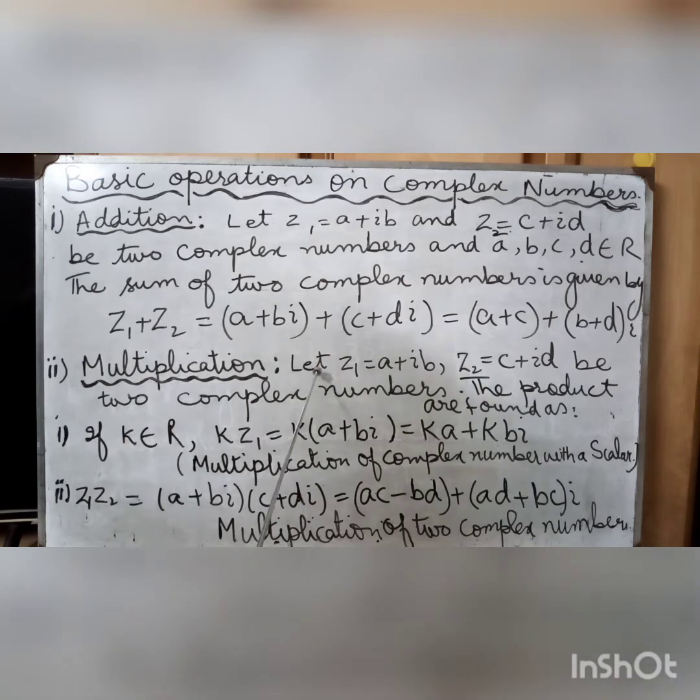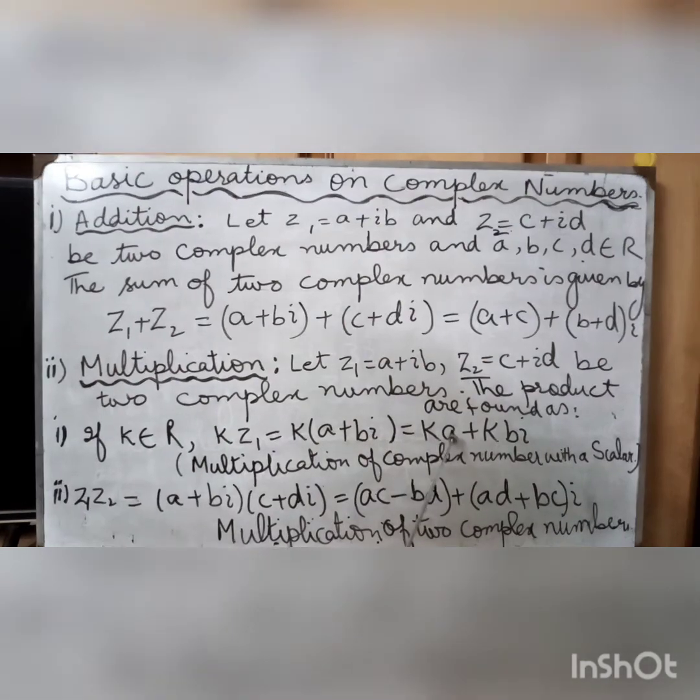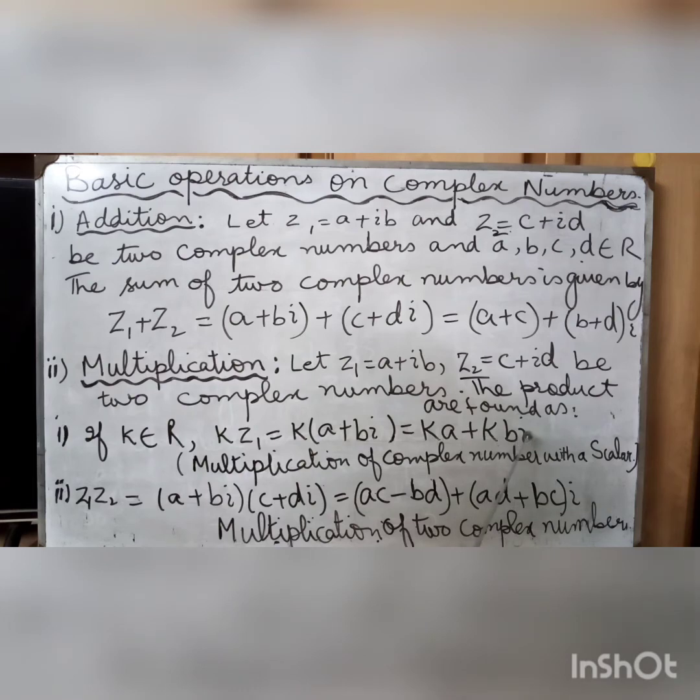Multiplication. Let z1 = a + ib, z2 = c + id be two complex numbers. The product is found as follows. First, if k is a scalar belonging to the real numbers, then k multiplied by z1 means k(a + ib). After simplification we have ka + kbi. This is the multiplication of a complex number with a scalar, and k is the scalar.